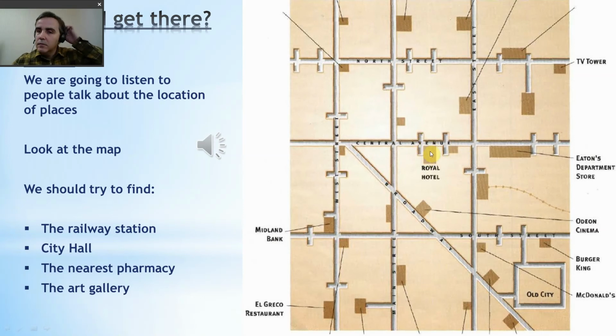Okay, you go out of the hotel, turn left, and when you get to Main Street, turn right. The pharmacy is just round the corner on the right. Nearest pharmacy. Where's the art gallery?